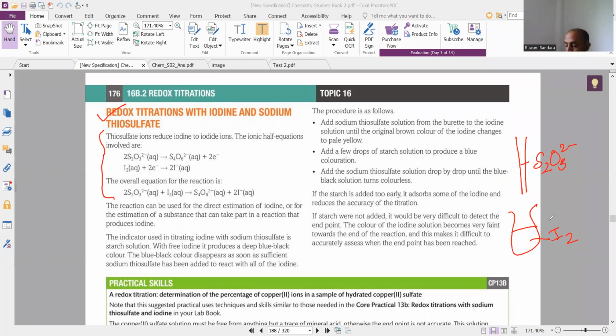Without adding starch, it's difficult to detect the endpoint, because the color change is pale yellow to colorless, which cannot be determined easily.